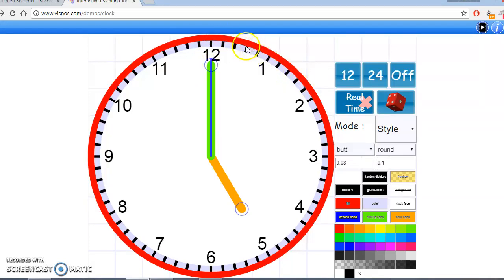Now have a look around the edge of the clock. You'll notice all these little lines, and they represent the minutes. There will be 60 altogether because there are 60 minutes in the hour. But you don't need to count each minute when you tell the time.